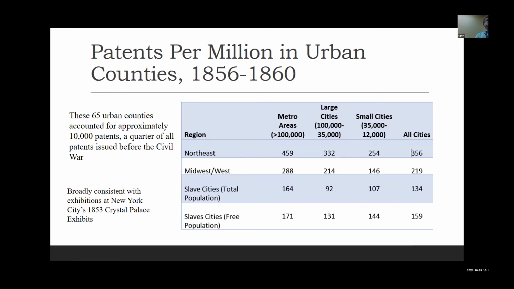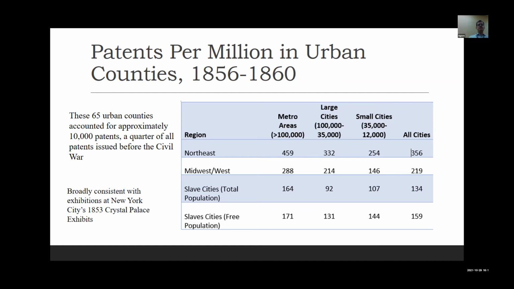Now, another measure that I use is patenting, which, like I said, I think is an excellent example of a creative commodity. If you look at patents per million in urban counties, and I defined an urban county as over 12,000 in population, you can see that there is a huge difference. This is for patenting rates between 1856 and 1860. There's a huge boom in patenting at the end of the 1850s. These 65 urban counties account for approximately 10,000 patents, or about a quarter of all patents before the Civil War. And you can see that there's a huge regional difference, that the Northeast is particularly ahead of slave cities, but even the Midwest tends to be ahead. You'll also see that I look at the patenting rates in slave cities in terms of both total population and free population.